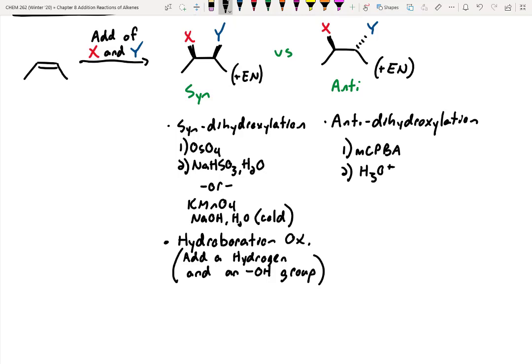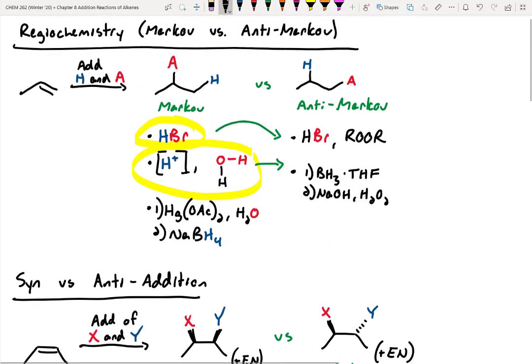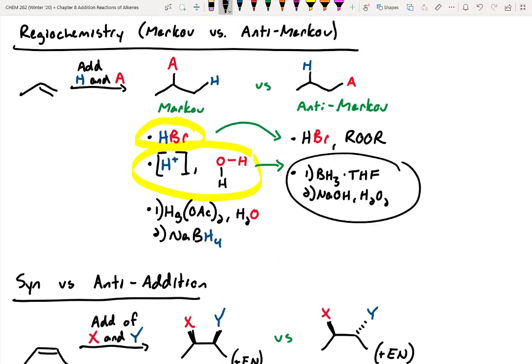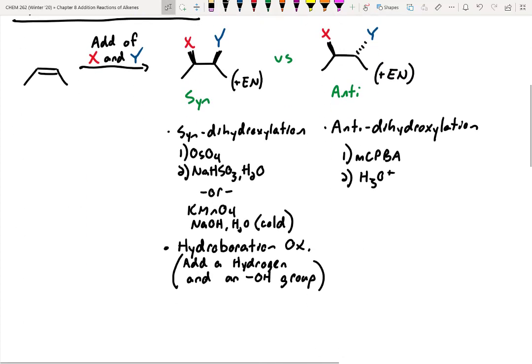All right, so we're going to add a hydrogen and an OH group that are going to be syn to one another. Will the OH group be Markovnikov or anti-Markovnikov? It's the one with boron, right? It would be anti-Markovnikov. Just like we said up here, it's this reaction, right? So that's hydroboration oxidation. But we do get syn addition, and like we said, this would be BH3, THF, followed by sodium hydroxide and hydrogen peroxide.